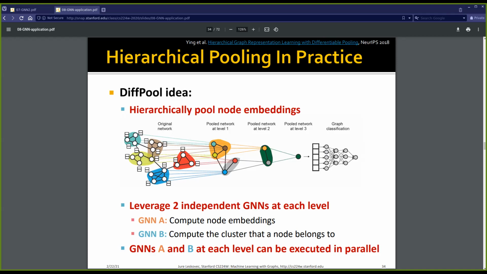I did not read that paper, so I cannot assure everything, but as I understood, that one also has to be a GNN, the clustering one. I was thinking, the standard clustering should be possible. That's true, but in this paper they decided to use another GNN to assign the clusters. Okay.